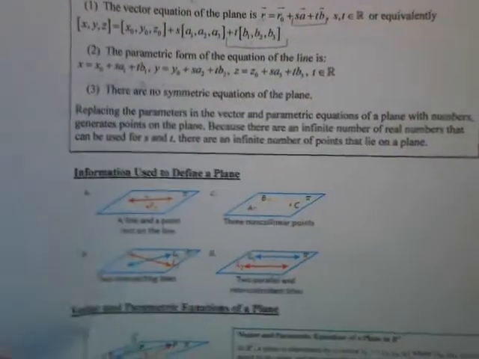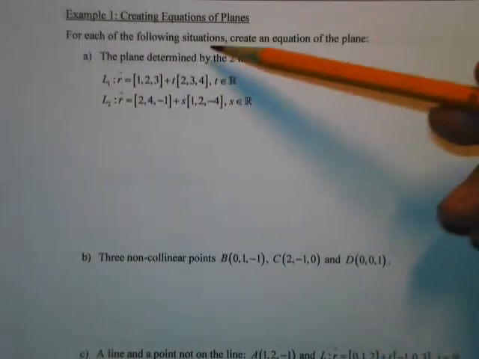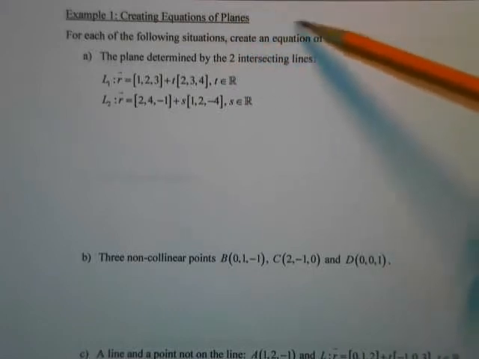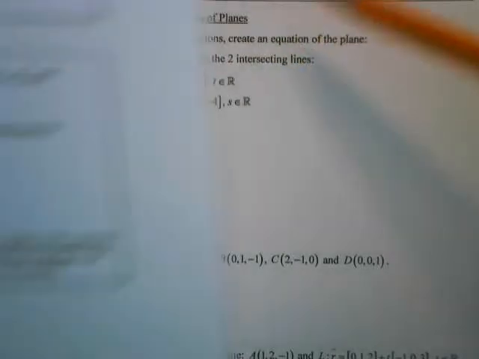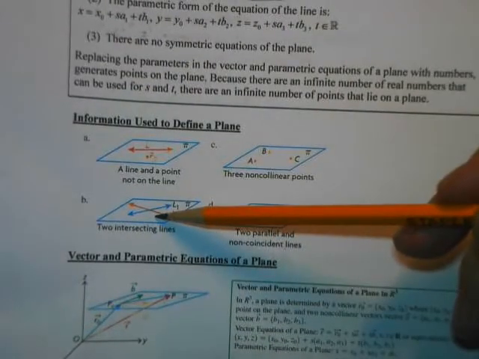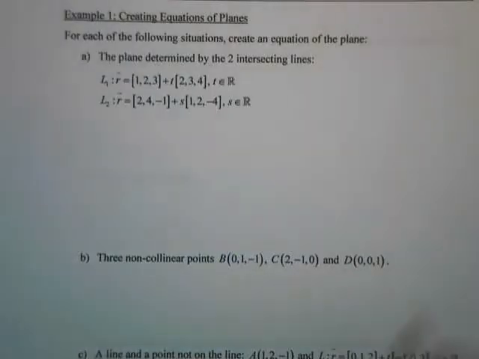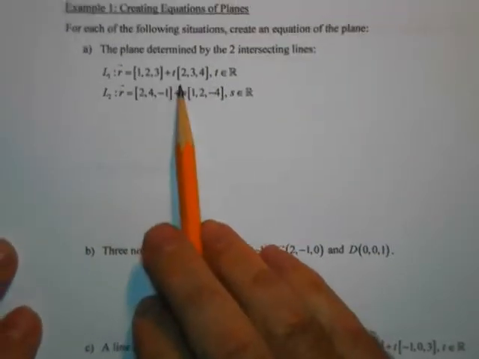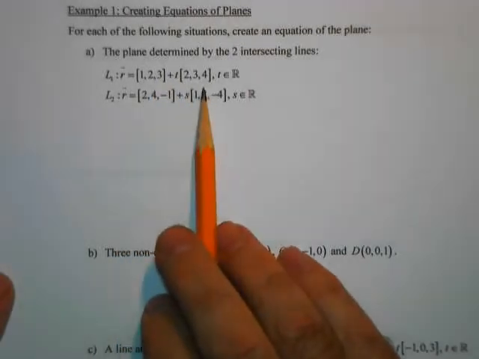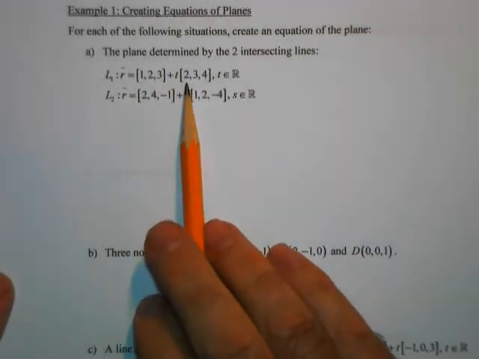So for the first one, it says, for each of the following situations, create an equation of the plane. The plane determined by the 2 intersecting lines. So remember that is actually case B. Okay, so how do we do this? Well, the first thing we have to do is find the actual point where they meet. And once we've got that, there's not much work to do.